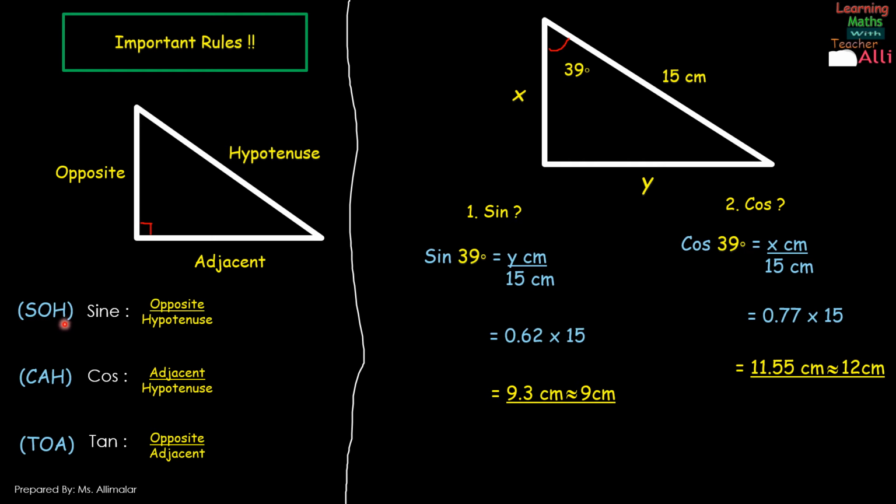This S stands for sine. This O and H stand for opposite divided by hypotenuse. Sine equals opposite divided by hypotenuse. This is the fixed formula. Please don't go and change the formula. Never ever change it like sine equals adjacent over hypotenuse. No such thing. It's so, not sa.